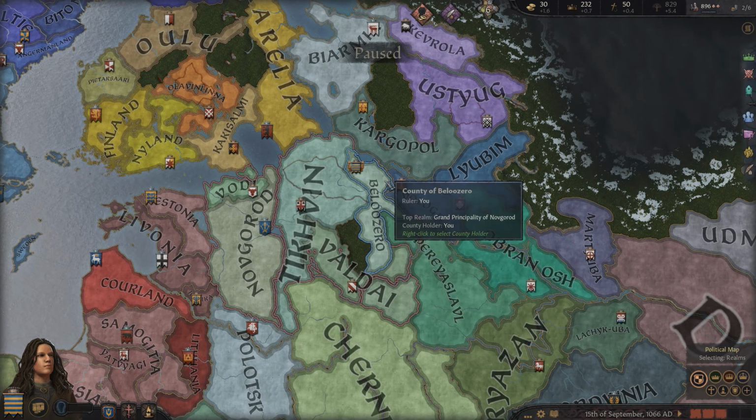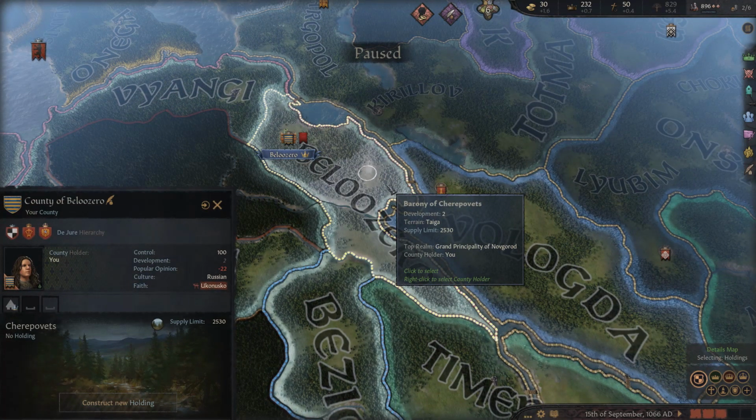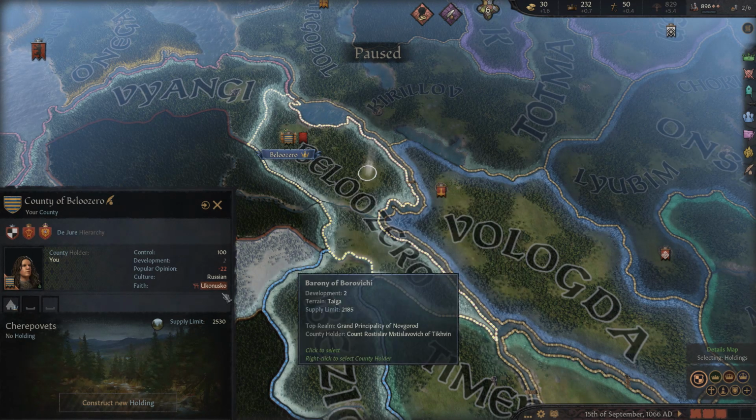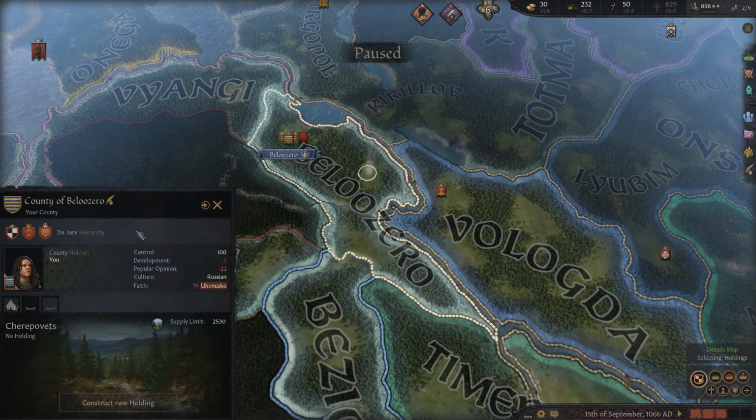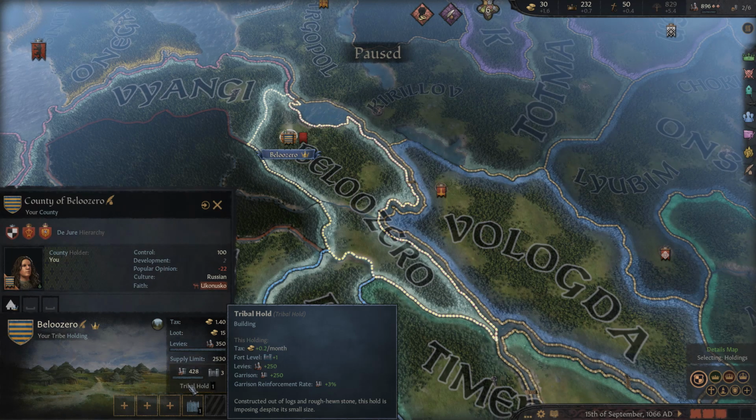Now, here is one of the massive downsides, and a lot of people, and I've even seen comments of late on the channel, say: I'm a tribe, and why can't I construct new holdings? The game is broken. No, it's not. That's actually the way this is hard-coded in. Holdings cannot be created in counties ruled by a tribal ruler, even if you have a feudal liege lord. So as this situation is here in Belo Ozero, we cannot create a new holding. And in fact, what we can build is very, very limited.